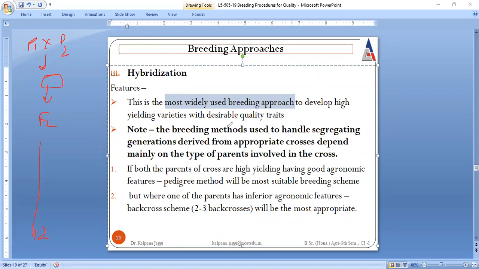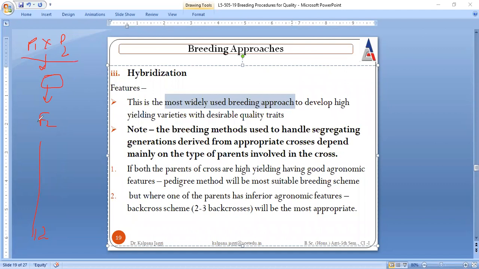What breeding methods are to be used to handle this? Okay, we have done the hybridization, but the generations produced after the F1 are said to be segregating generations. As a result of the hybridization, obviously we are going to have a number of segregating generations. But have you any thought, is there any idea, how these segregating generations are to be handled?